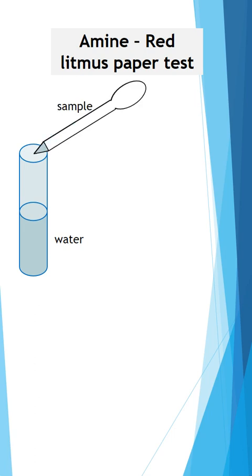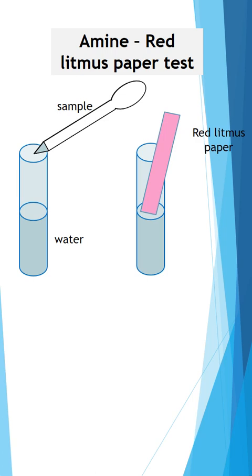Amines. Okay, so if we want to test for an amine, the common test is to use red litmus paper. Now what we do is we take some water in a test tube, and we add a sample of amine to it. We give it a shake, so we've got a solution of amine and water, and then we take our red litmus paper, dip it in the solution, and if it goes blue, that's a positive identification of an amine.